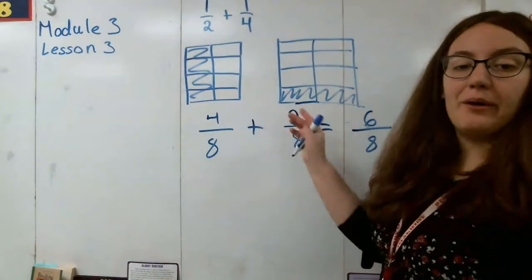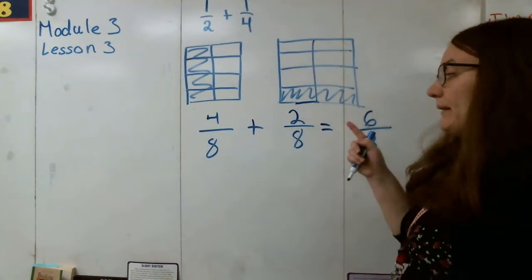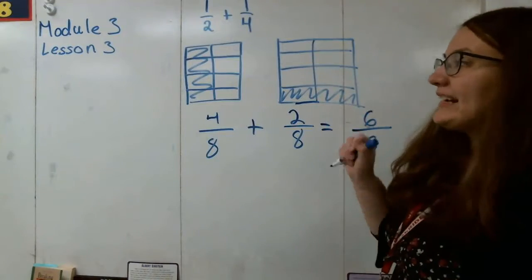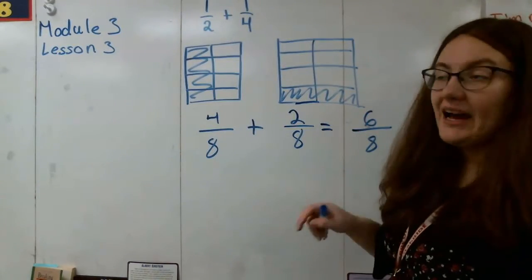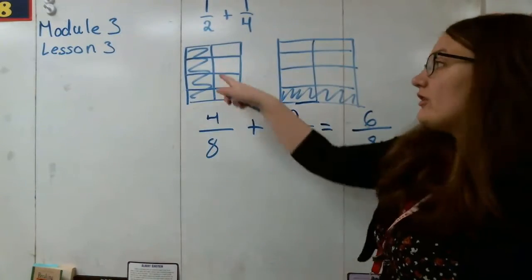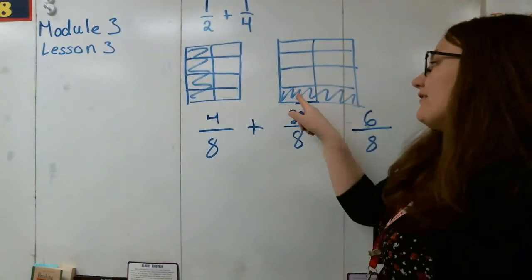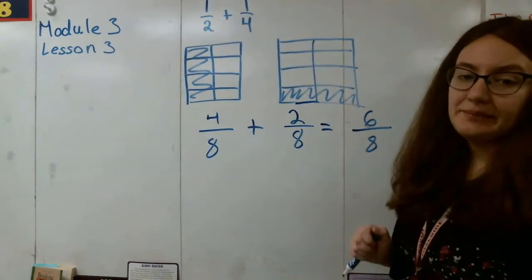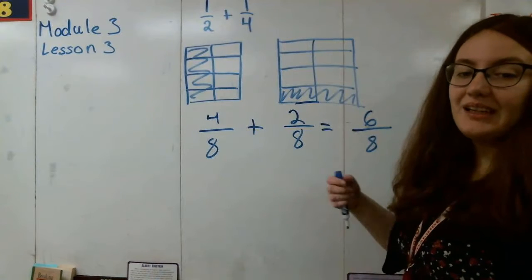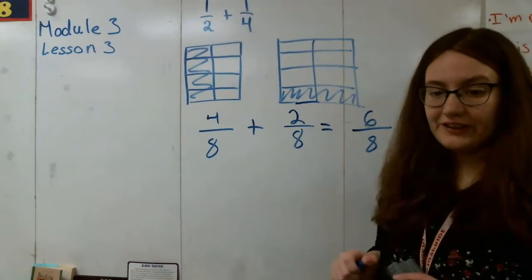I can also use my model to help me figure out what my numerator is going to be, because I can count the total amount of shaded spots between my two models. So I have 1, 2, 3, 4, 5, 6, and that gives me 6/8. So that is how we complete our first problem.